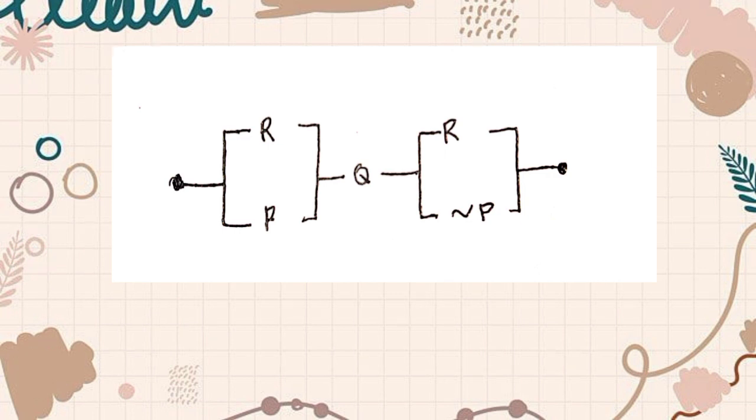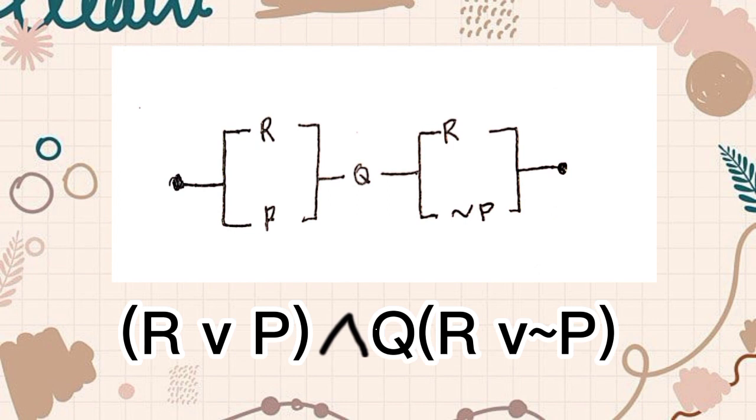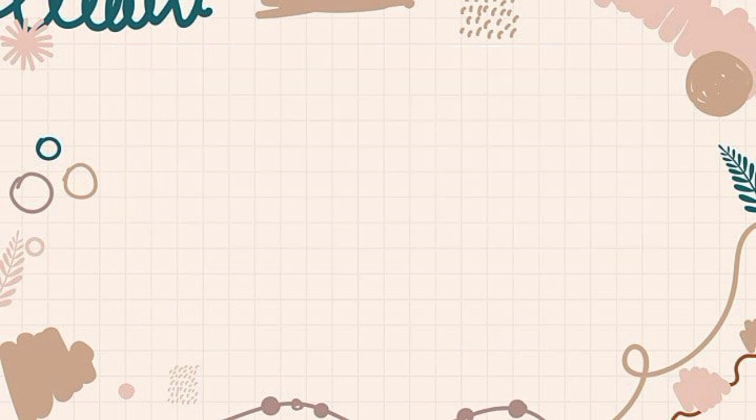So, we put AND Q in the middle. If we combine it together, this is (R or P) and Q, and (R or negation of P). Since we got the symbolic logic of the problem, we proceed to the answer.